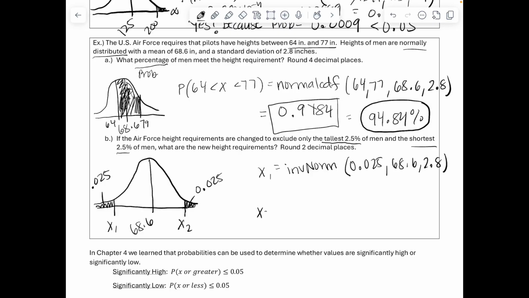And then to calculate x2, we are also going to use inverse norm. This time it's the area to the left, and remember, total area under your bell-shaped curve is equal to 1. So 1 minus each of those little tails of 0.025, we get that that non-shaded area is 0.95. So the total area to the left of x2 is going to be 0.95 plus 0.025, which works out to being 0.975. Our mean, which is 68.6, standard deviation is 2.8.